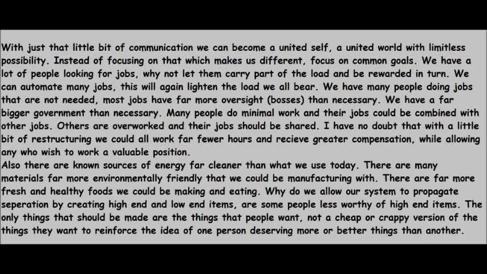Also, there are known sources of energy far cleaner than what we use today. There are many materials far more environmentally friendly that we could use for manufacturing. There are far more fresh and healthy foods we could be making and eating. Why do we allow our system to propagate separation by creating high-end and low-end items? Are some people less worthy of high-end items? The only things that should be made are the things that people want, not a cheap or crappy version of the things they want to reinforce the idea of one person deserving more or better things than another.